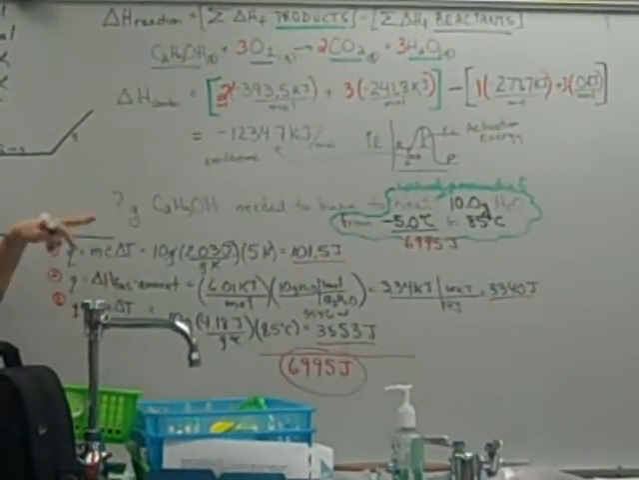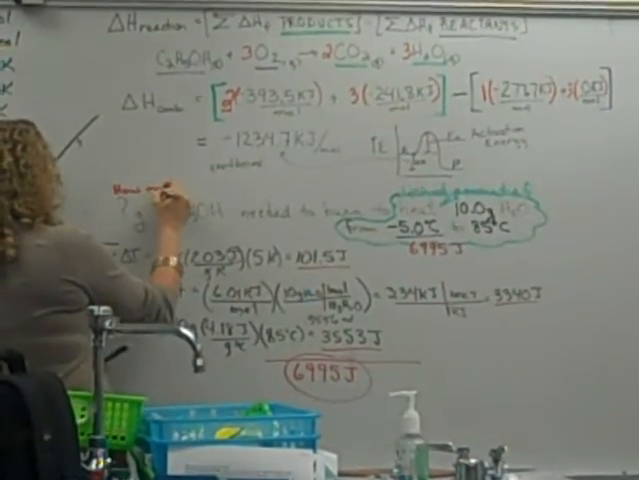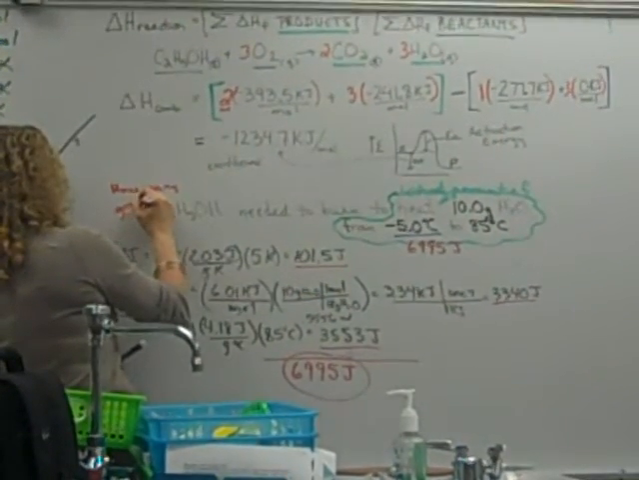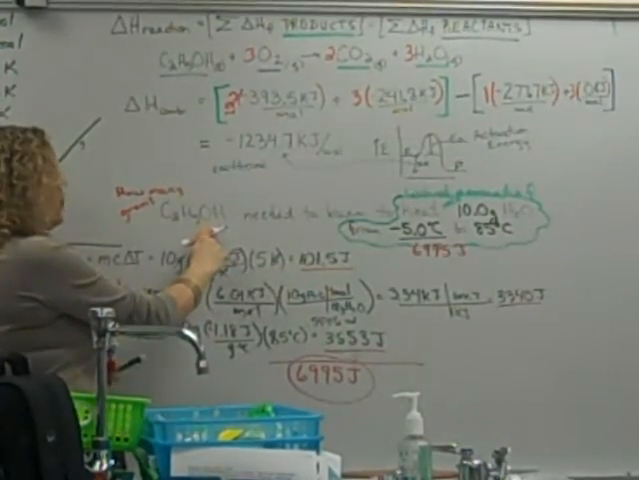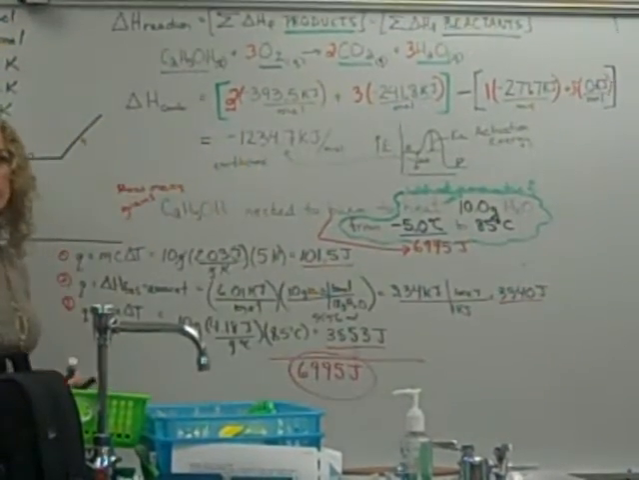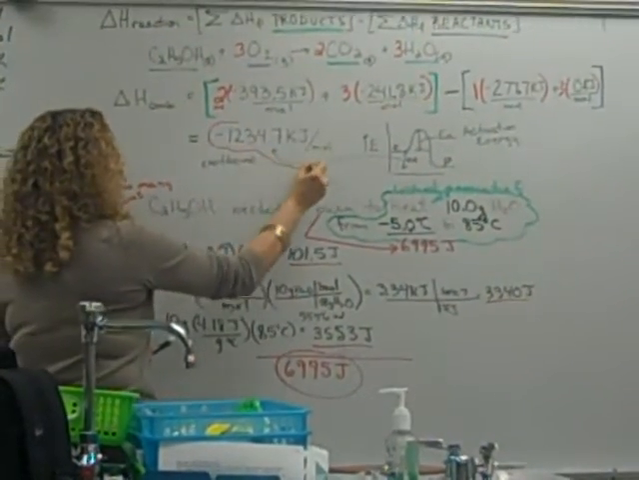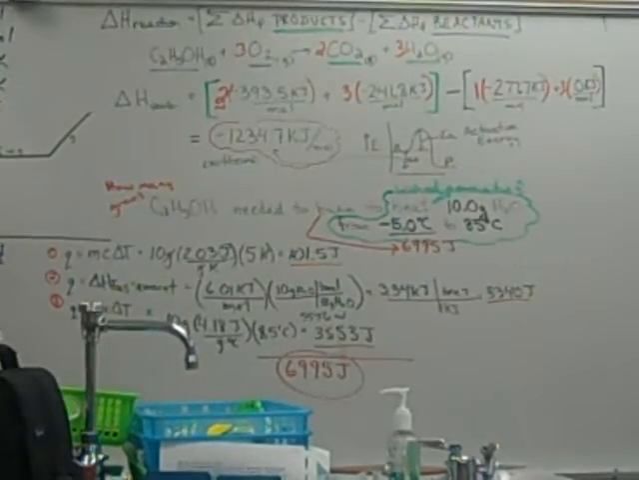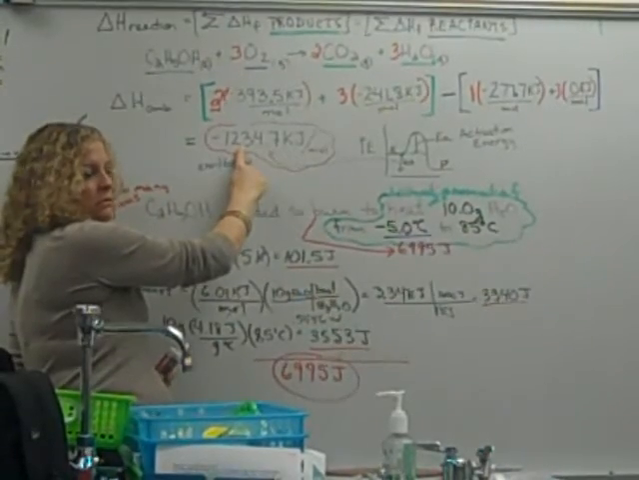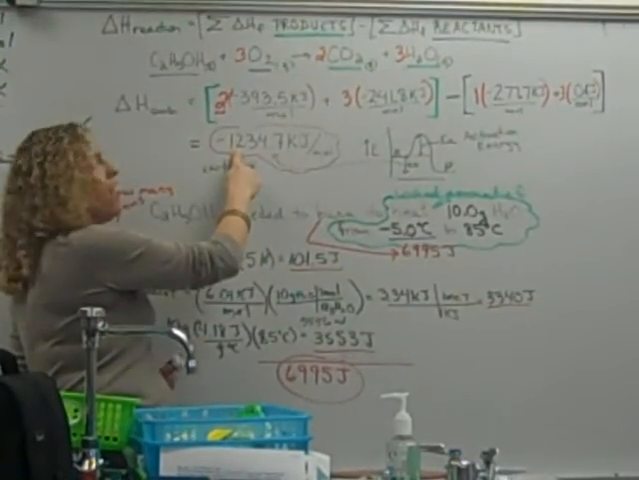So in other words, now our question shifts to how many grams of C2H5OH are needed to burn to get that many joules? Now if you look, we already figured out how much heat we would get if we burned a mole. Do we need more or less heat than this? We need 6,995, and we only get 1234.